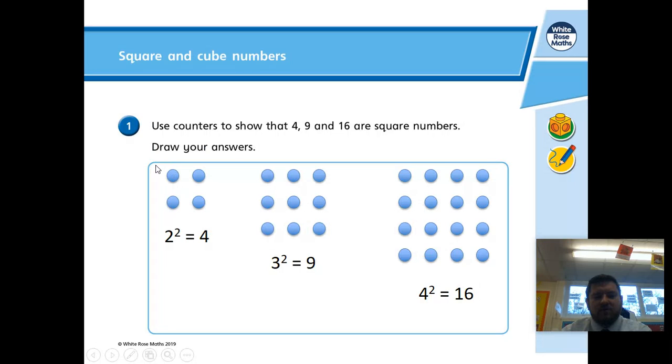So here we have some examples of square numbers. 4, 9 and 16, which is 2 squared, 3 squared and 4 squared. The reason they're called square numbers is when you arrange them as an array, so when you use individual counters to represent the number 4, they can be organised into a perfect square. Square numbers are the only numbers that this works for.